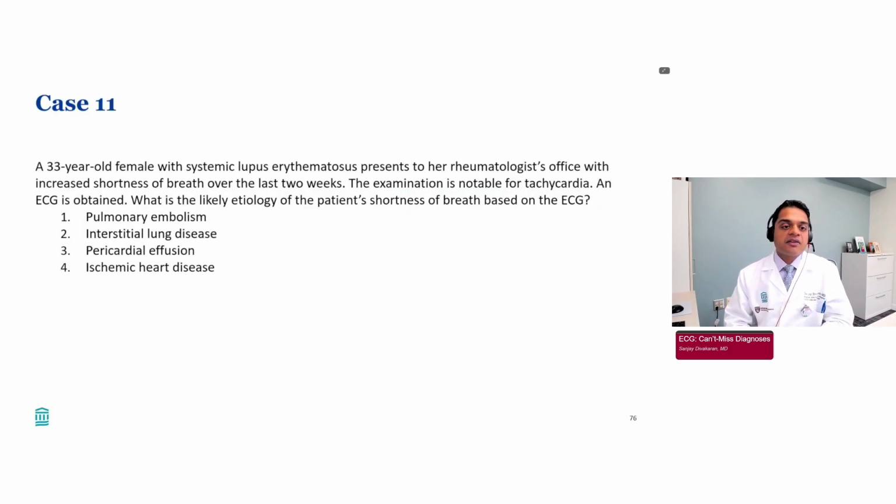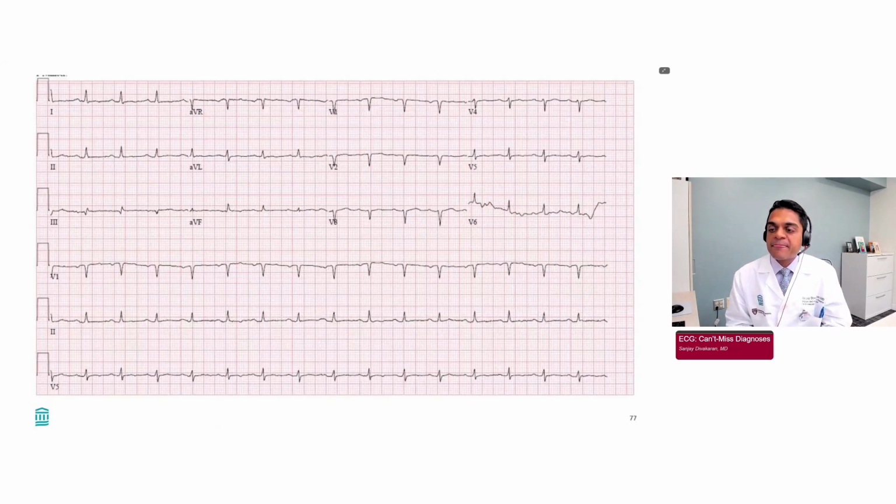Case 11, a 33-year-old female with lupus presents to her rheumatologist's office with increased shortness of breath over the last 2 weeks. The examination is notable for tachycardia. An ECG is obtained. What is the likely etiology of the patient's shortness of breath based on the ECG? 1, pulmonary embolism. 2, ILD. 3, a pericardial effusion. Or 4, ischemic heart disease.